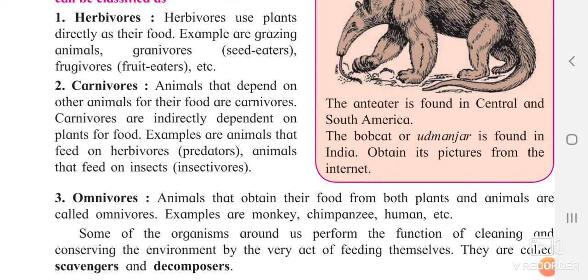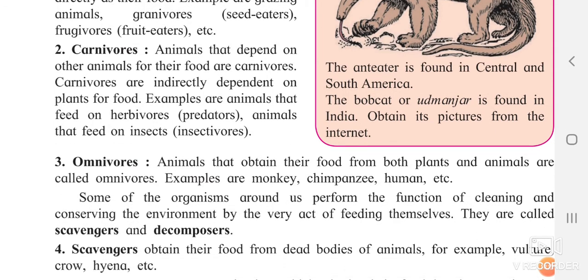Carnivores are also said to be predators. They are dependent on the flesh of other animals. They are not directly coming in contact with plants, but they are indirectly coming in contact with plants. How? Carnivores eat herbivores, and herbivores eat plants. Then there are omnivores. We come under this. The ones who eat both plants and animals for their food are said to be omnivores, such as monkey, chimpanzee, and human.